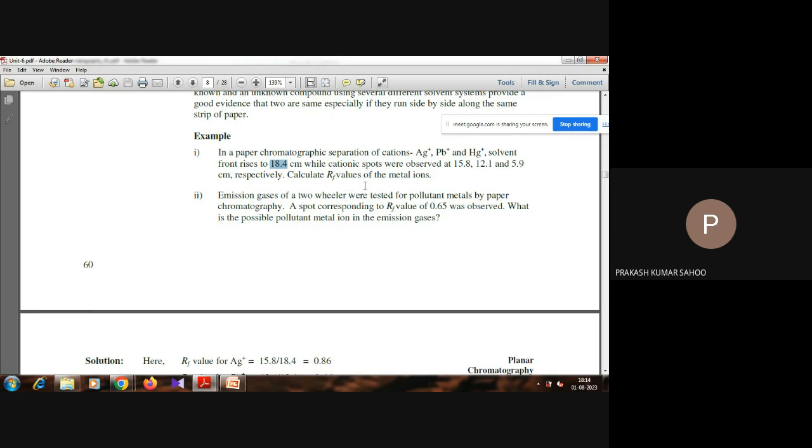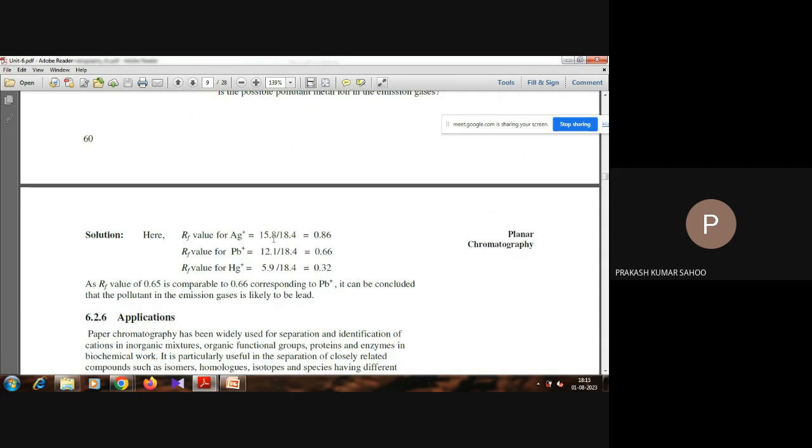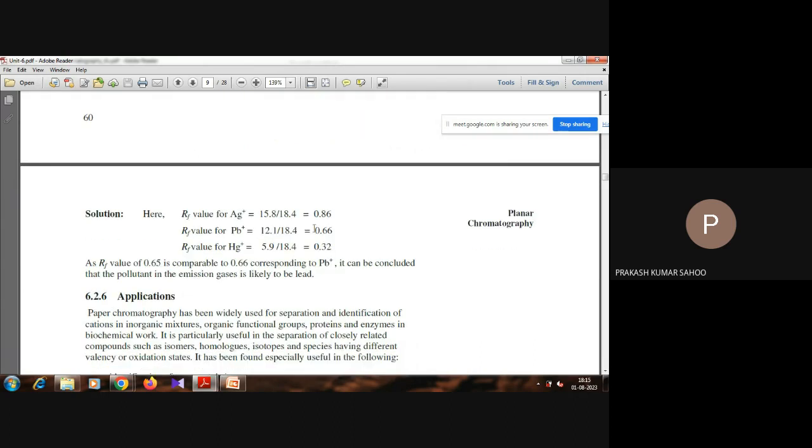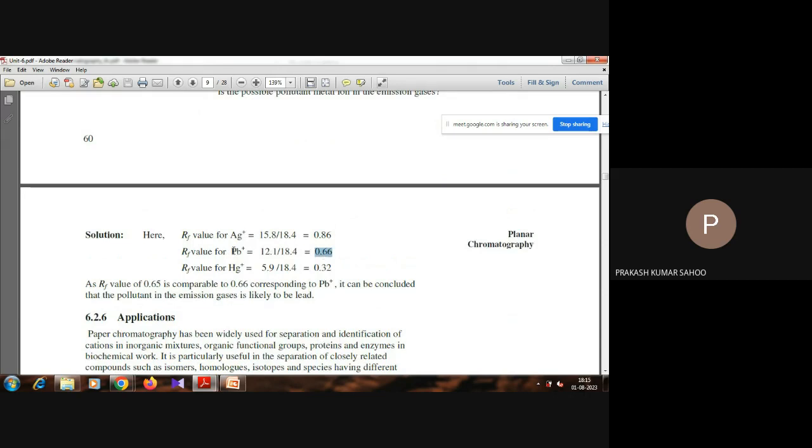So what are the Rf values? The Rf values will be 15.8 by 18.4, 12.1 by 18.4, 5.9 by 18.4. So 0.86, 0.66, and 0.32. In the latter part, it is also written that a spot corresponding to Rf value 0.65 was observed. What is the possible pollutant metal in the emission gas? 0.65 is just close to 0.66. So the pollutant is lead, Pb.